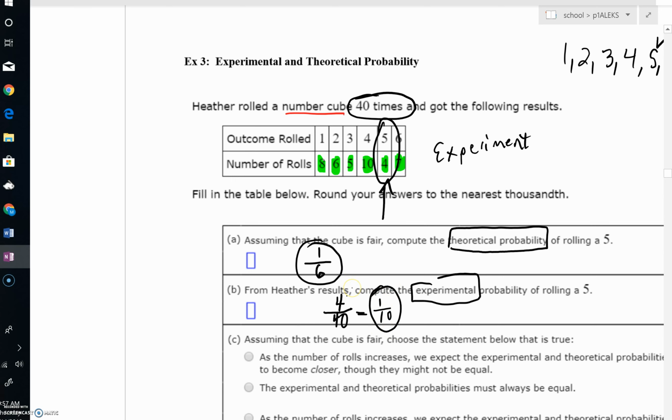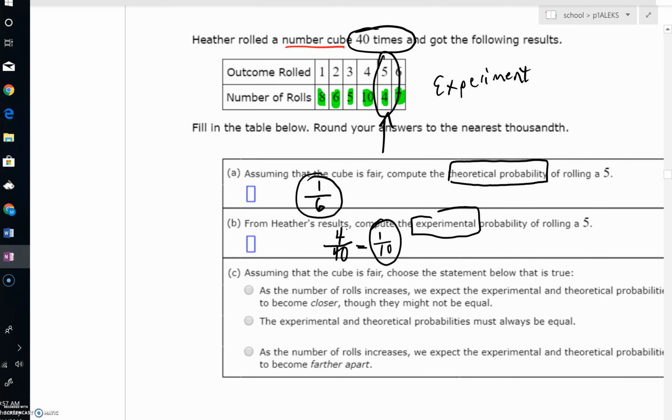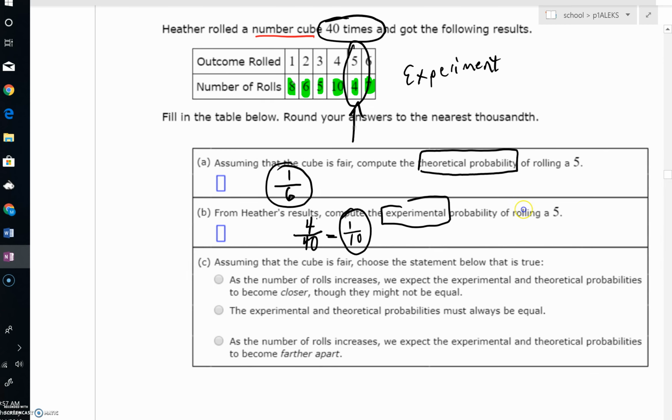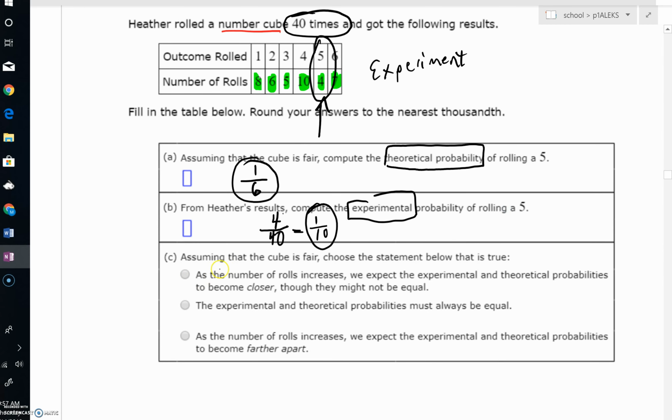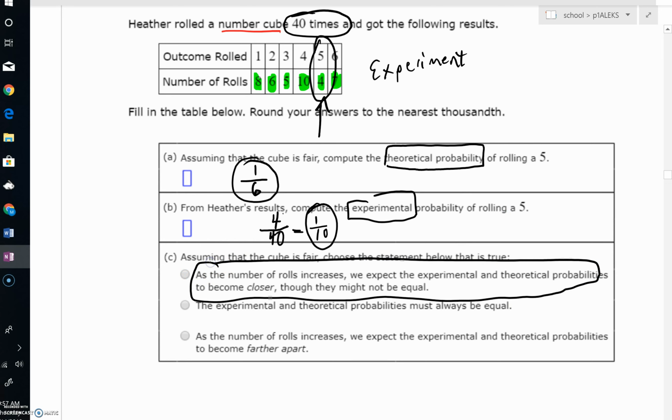So these numbers are not the same, and I think that can scare people. They can say, oh no, what's going on? Well, guys, the experimental probability very likely will not equal the theoretical probability. However, if we kept rolling, 40 really isn't all that much. You're going to see this right here. As the number of rolls increases, we would expect the experimental and theoretical to become closer to each other, though they might not be equal.